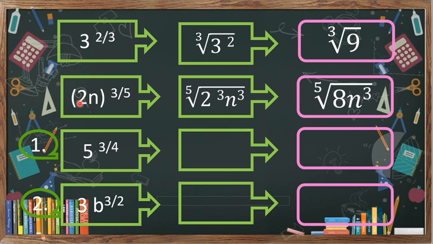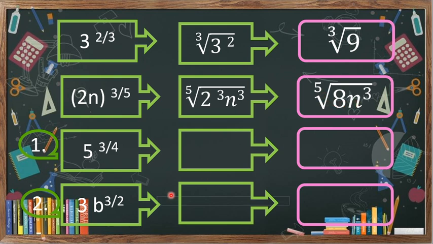Another, 2n raised to 3/5. Alright, the 5 here is the index. Then 2n is the radicand, and 3 is the exponent of the radicand. And after that, distribute the exponent, which is 3. So we have here 2 cubed and then n cubed. 2 cubed is equivalent to 8. Why? Because this is 2 times 2 times 2. So we get 8. So our final answer here is the 5th root of 8n cubed.